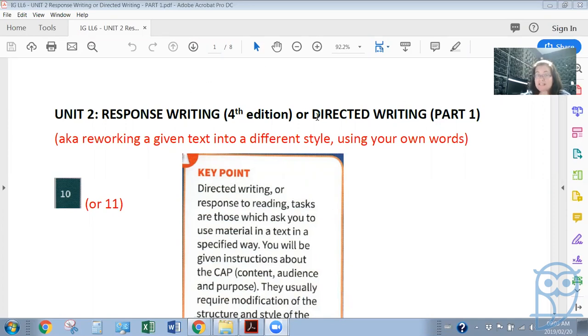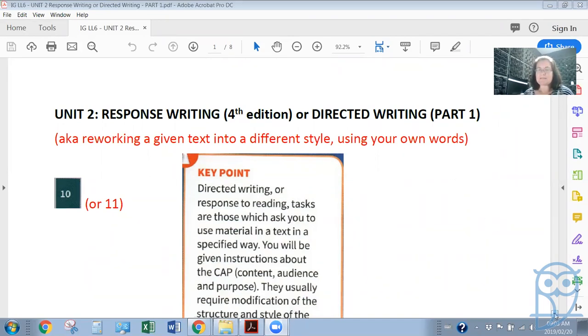So response writing or directed writing is all about, or also known as, reworking a given text into a different style, using your own words, okay? So the whole idea is to use your own words, but rework the ideas to show that you know what the content of the text contains.